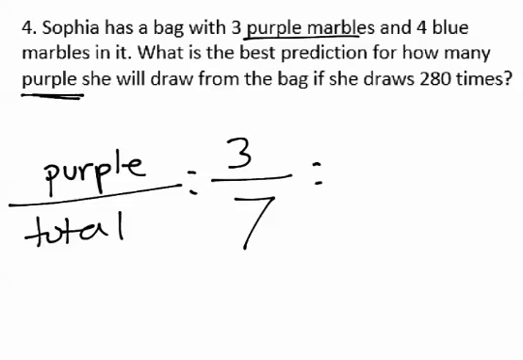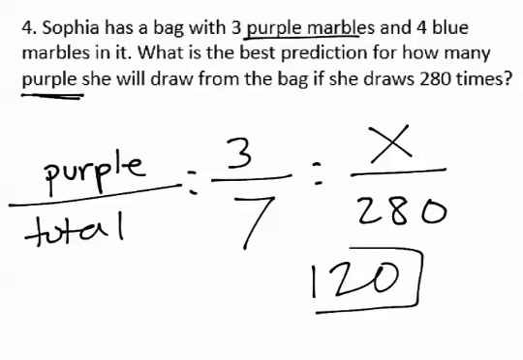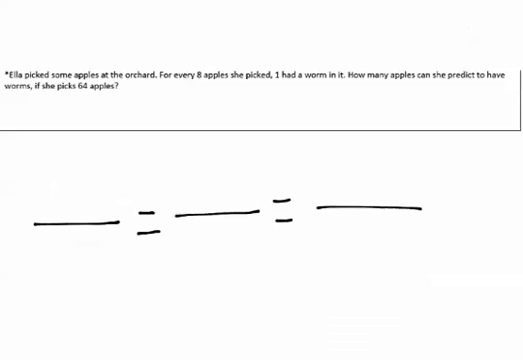Okay? Then we do our prediction part. What is the best prediction for how many times she draws a purple? We don't know. If she draws 280 times. Go ahead and pause the video and solve for x. You should get 120 times that she's going to pull a purple out. Okay, and the last question on there, just a little bonus.